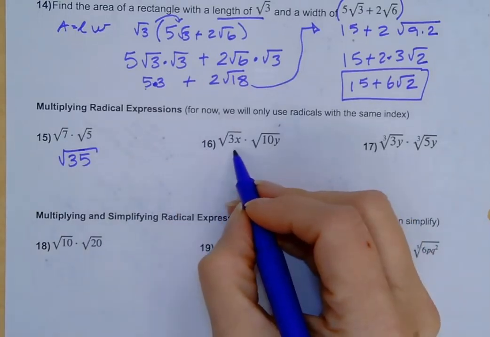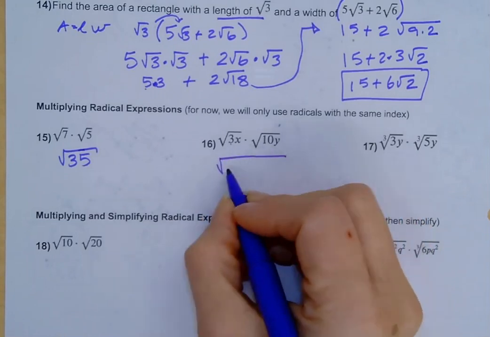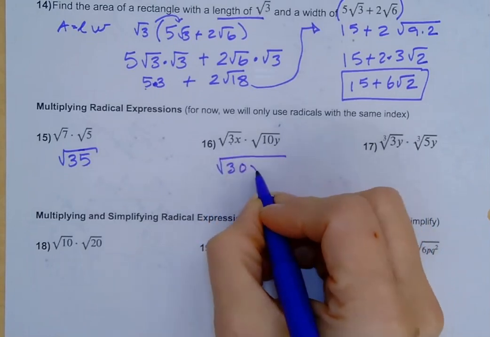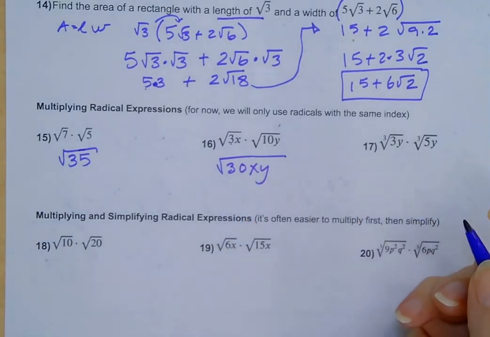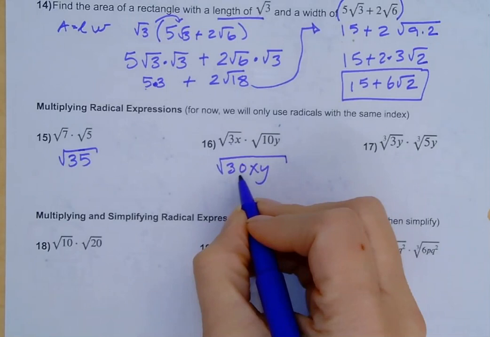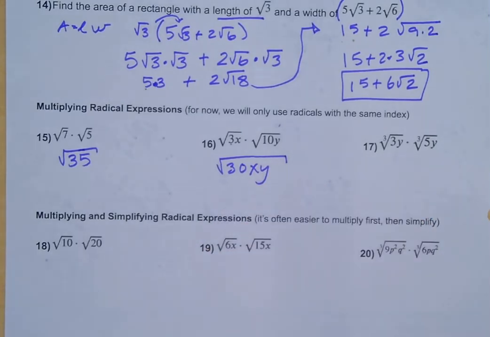Over here, square root of 3x times square root of 10y, that's going to be the square root of, I get to multiply 3 times 10 and get 30, and then xy. I didn't say square root of 10y. Sorry about that. It really is square root of 10y. I think to myself, 30 is 1 times 30, no perfect squares. 2 times 15, no perfect squares. 5 times 6, no perfect squares. So that should be the end of that.